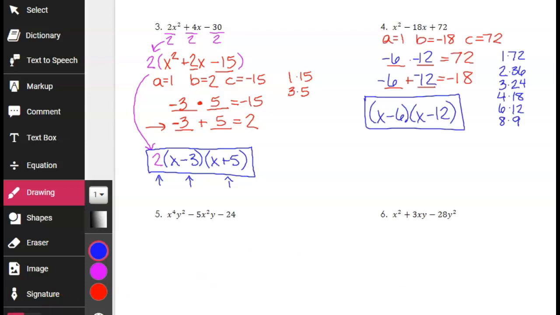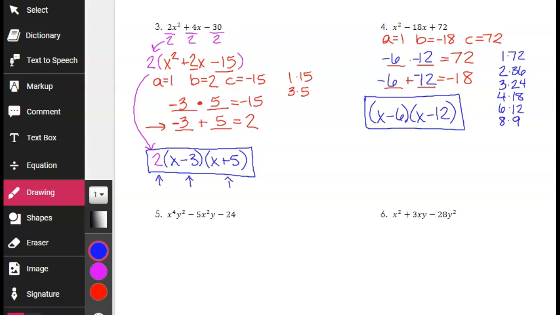So check your number 4 with my number 4. Make sure your A, B, and C values are accurate. Make sure your target numbers are 72 and negative 18. If you missed the magic numbers, negative 6 and negative 12, perhaps you need to practice writing out your factors.